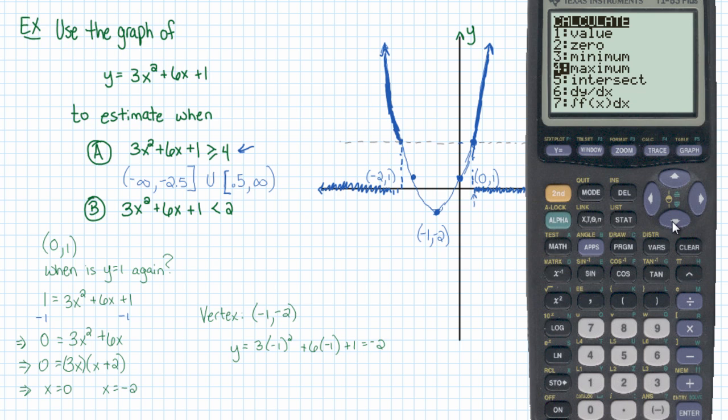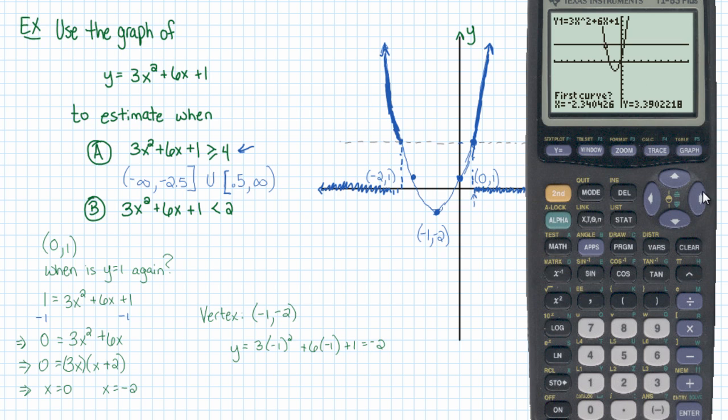And I'll select the intersect feature. Again, it's just saying, is this your first curve? Yep, it is. Is that your second curve? Yes, it is. And now get really close to the point. It wants you to take a guess, so I'll take a guess that it's right there. Hit enter. And 0.414 blah blah blah is the x value where they intersect.